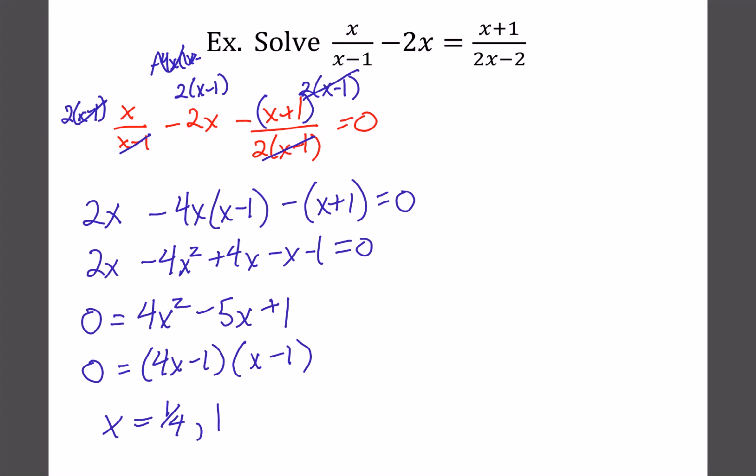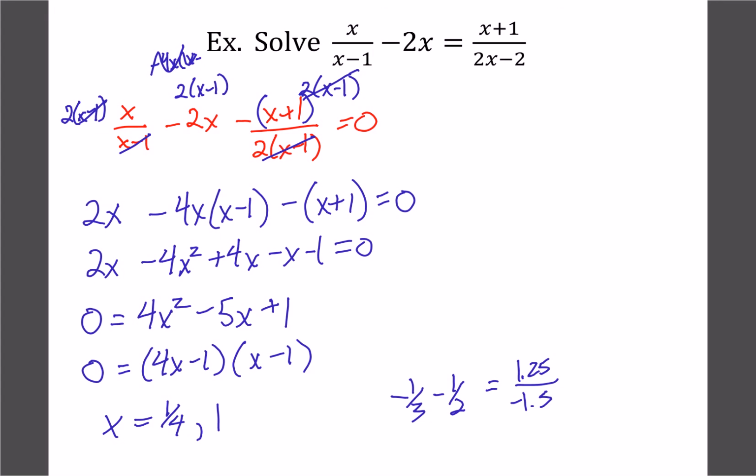So we want to verify those either by graphing or plugging them back in. So this time let's plug them back in. So if we put the quarter in, that would give us 1/4 divided by negative 3/4. So if we do that, that gives us negative 1/3. Negative 2 times 1/4 would be negative 1/2. And then on the other side we'd get 1 1/4, so 1.25 divided by 1/2 minus 2 would be negative 1.5. So we just want to double check that, make sure it works.